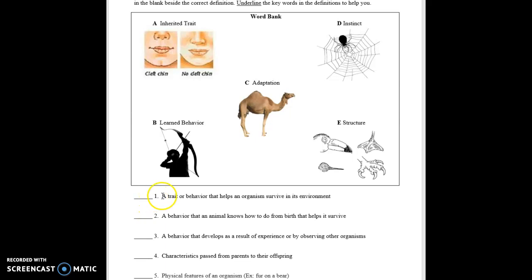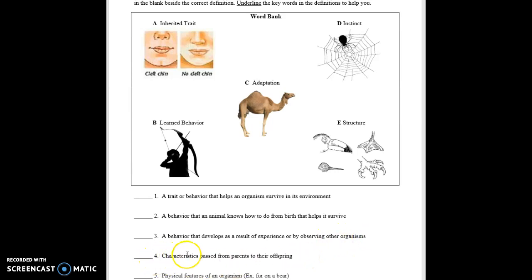Number 1. A trait or behavior that helps an organism survive in its environment. Number 2. A behavior that an animal knows how to do from birth that helps it survive. Number 3. A behavior that develops as a result of experience or by observing other organisms.